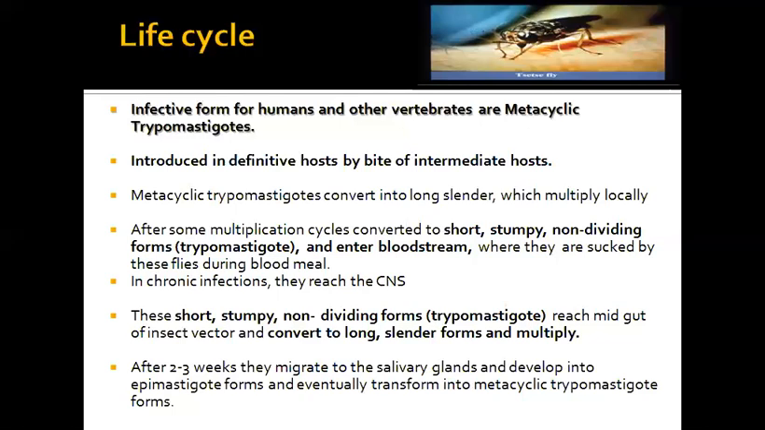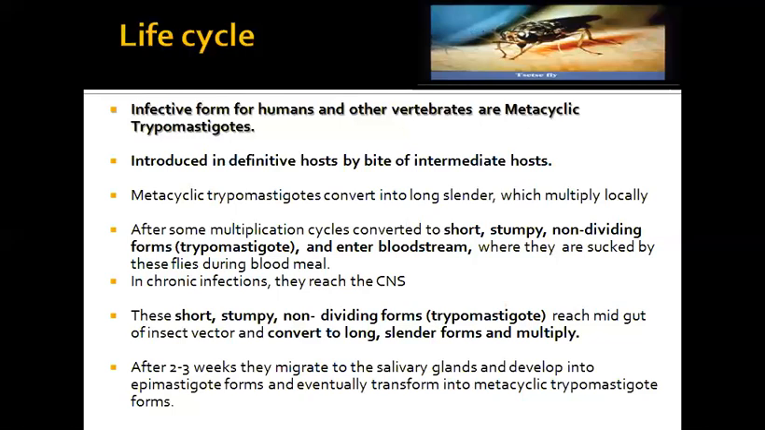Then, after some multiplication cycles, they convert to short, stumpy, non-dividing forms called the trypomastigote forms, and then they enter into the bloodstream where they are sucked up by the flies during the blood meal. So these trypomastigote forms are present in the bloodstream of humans, and when the insect takes up a blood meal, these trypomastigote forms are taken up by the insects. In chronic infections, they reach the central nervous system.